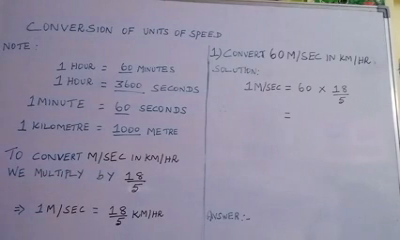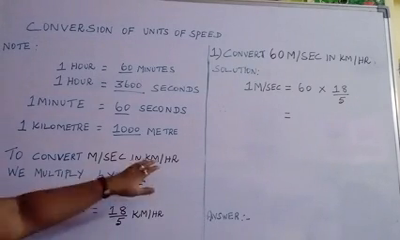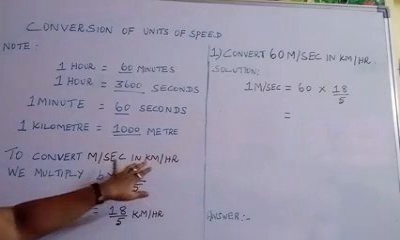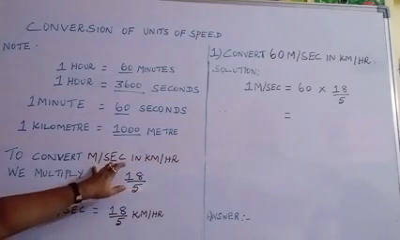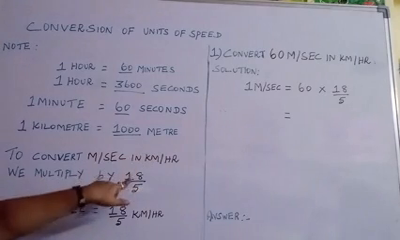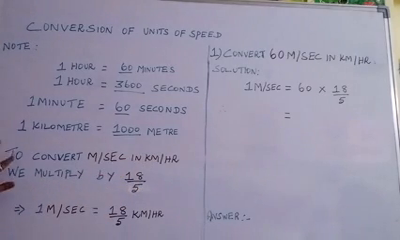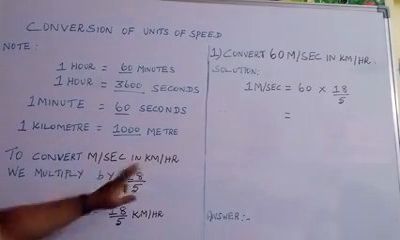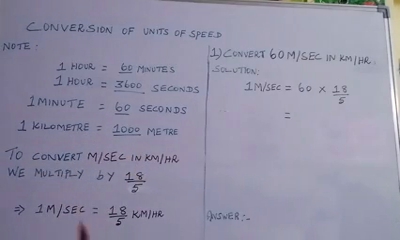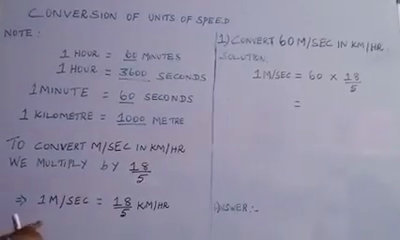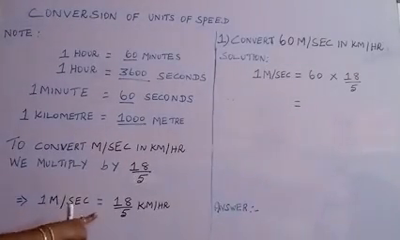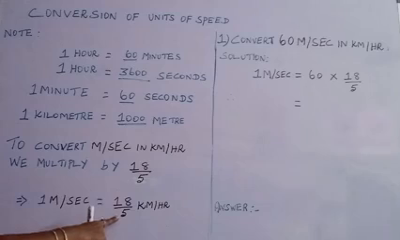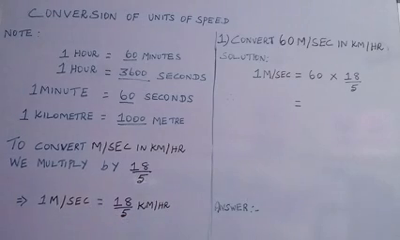Dear children, last session we studied how to convert kilometer per hour into meter per second, so we multiply by 5 divided by 18. But here, meter per second into kilometer per hour, so we need to multiply by 18 divided by 5. So 1 meter per second is equal to 18 divided by 5 kilometer per hour.